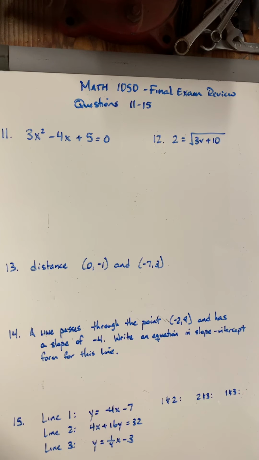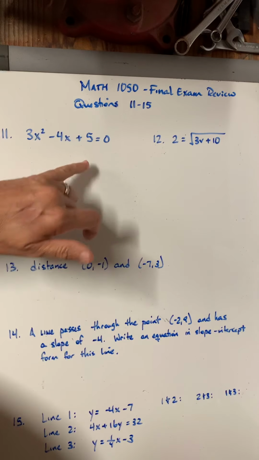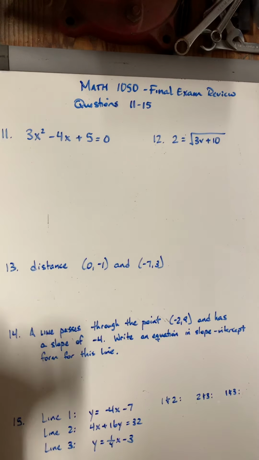These are questions 11 through 15 for the final exam review. So starting with 11, we're still working with the quadratic formula. However, in this case, we are going to end up with complex answers because the square root is going to end up having a negative number inside of it.